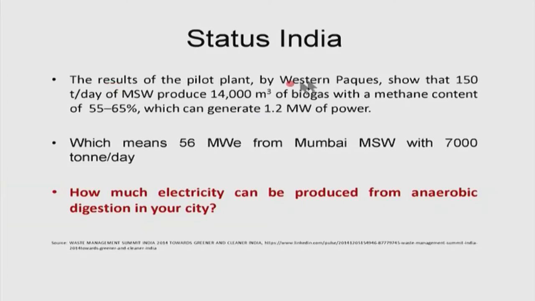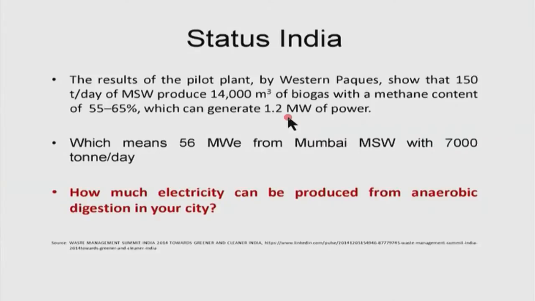But there are some studies done. For example, one company, Western Pacific, has done a study. They took 150 tons per day of MSW, and they calculated that it can produce 14,000 cubic meters of biogas with a methane content as high as 55 to 65%, which can be used to produce 1.2 megawatt of power. That's very interesting. That means if I have approximately 150 tons per day of waste coming in, I can produce 1.2 megawatt of power.